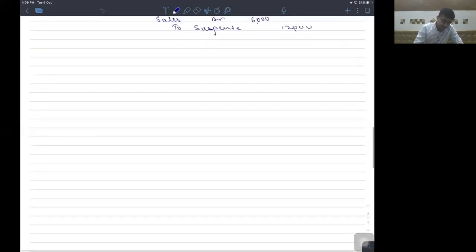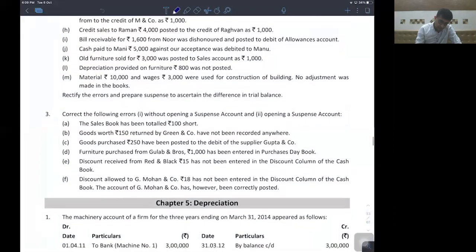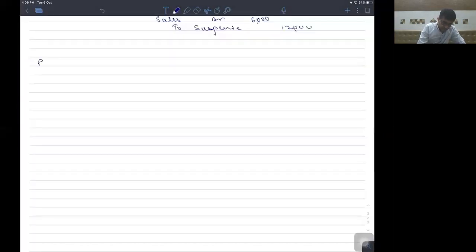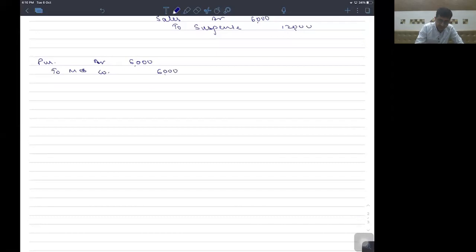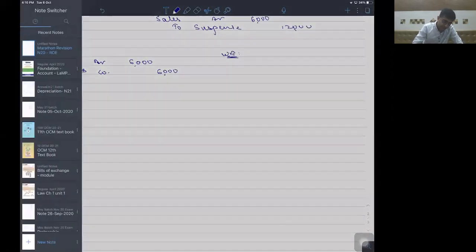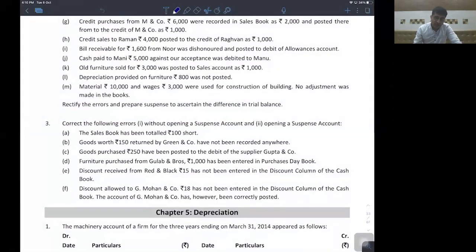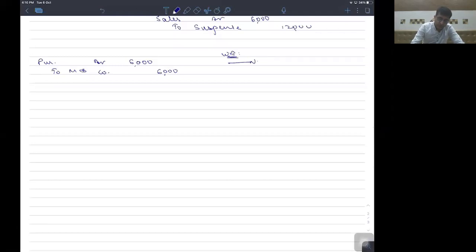Okay. The next one, my correct entry should have been purchase debit 6,000 to MN company 6,000. My wrong entry is what has been given? Recorded in sales book and posted therefrom to the credit of MN company as 1,000. गलत subsidiary book, गलत amount, posting भी गलत amount. Therefore, no debit to sales 2,000 to MN company 1,000. Correct?